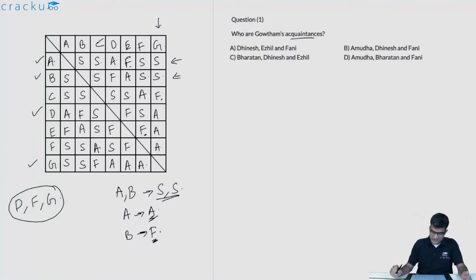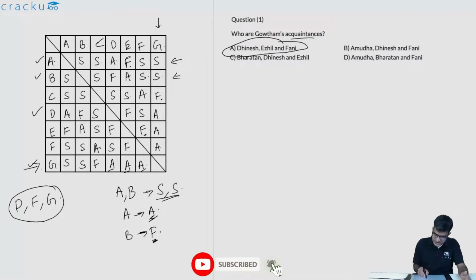Who are the acquaintances of G? If you are looking at G, the three people are D, E and F. So the correct answer is option A.